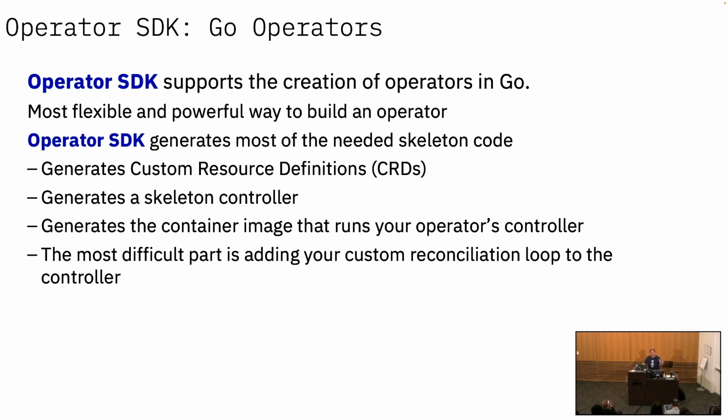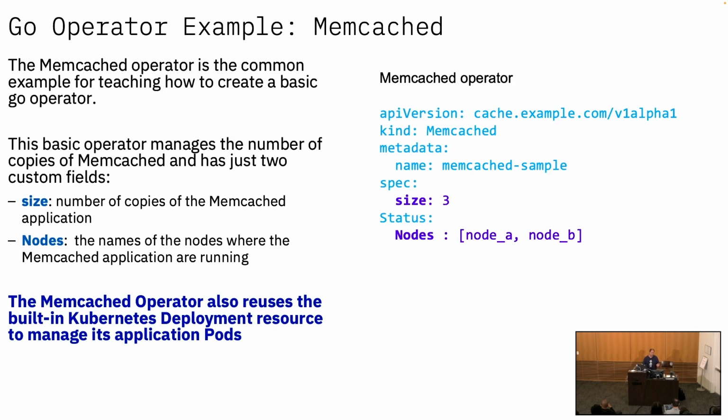And then, the most difficult part of an operator is building that custom reconciliation loop. And this is sort of a tour talk, not my deep operator talk, so we're not going to go into too much detail on that. You're probably happy about that. It gets a little interesting.